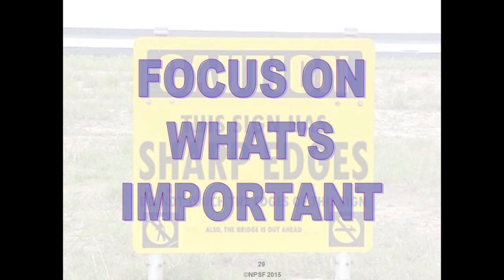We also want to talk about focusing on what's important. This slide has large text in the background that says, "This sign has sharp edges." In smaller type it says, "Also, the bridge is out ahead." This is a reflection of the fact that there are a lot of things going on and we can get distracted. Conducting a root cause analysis helps us focus on what's important.